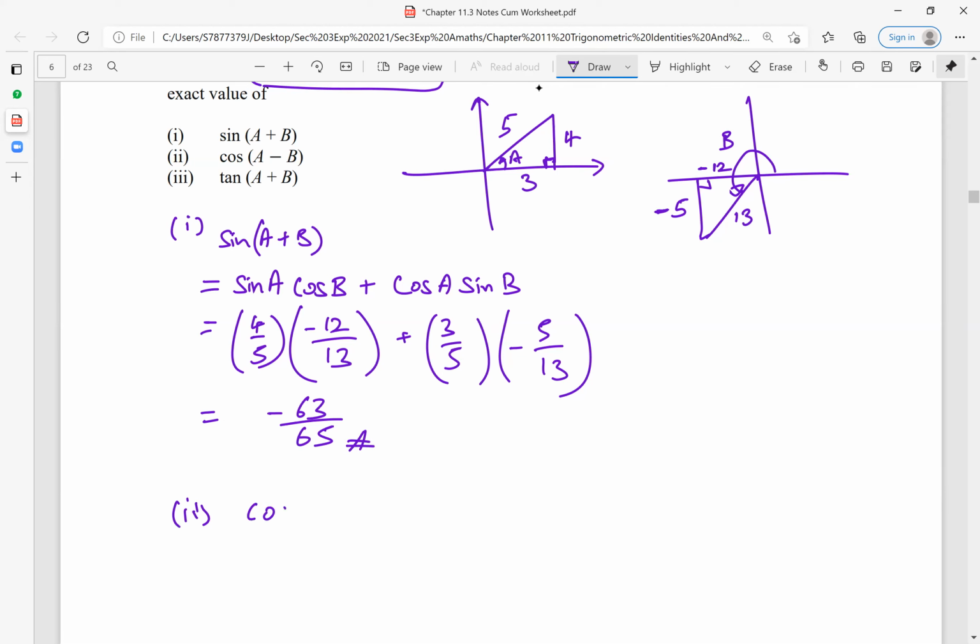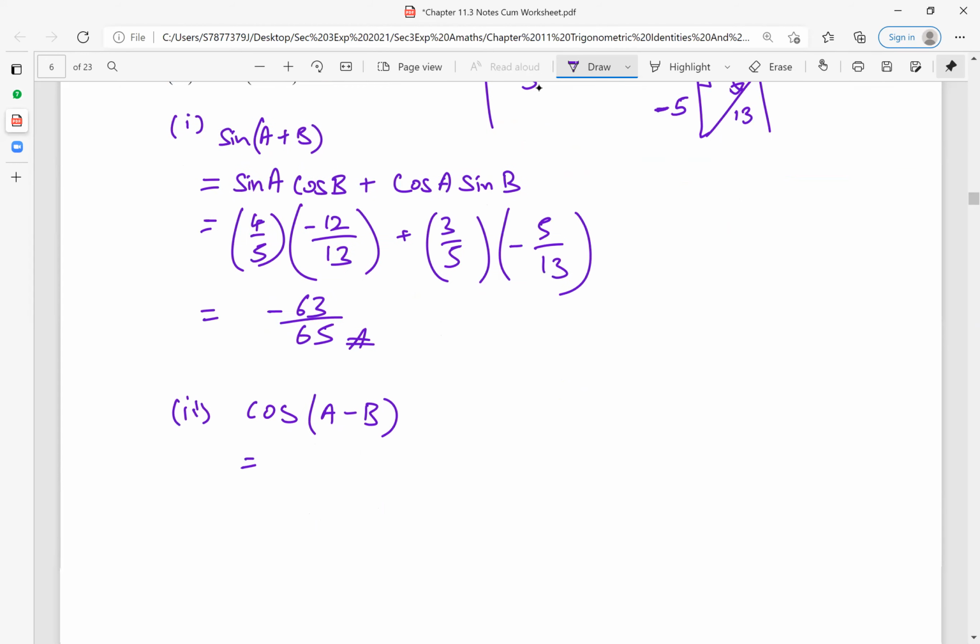Next, we go through cosine A minus B. This one, you should get what? Cosine A, cosine B. Instead of a minus, now you have to put in a plus. And you have a sine A, sine B. Can? Clear? So, with this, what do you intend to do?